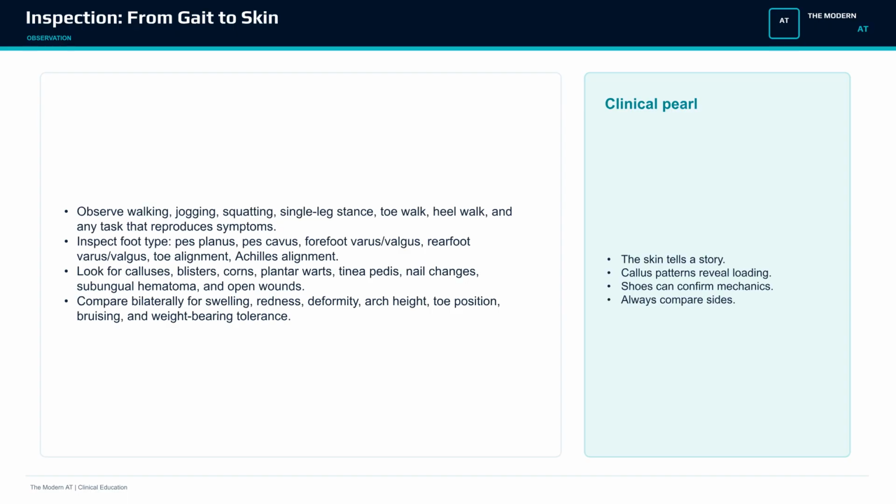When appropriate, observe jogging, squatting, single-leg stance, toe walking, heel walking, or the task that reproduces symptoms. Then inspect posture and alignment: arch height, pes planus, pes cavus, rear foot position, Achilles alignment, toe alignment, swelling, bruising, and deformity. Always compare sides.